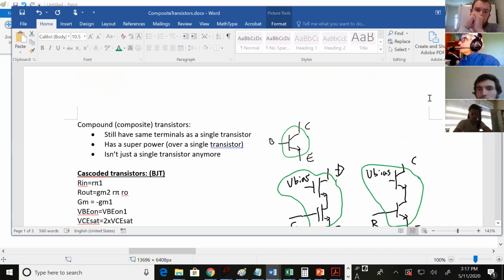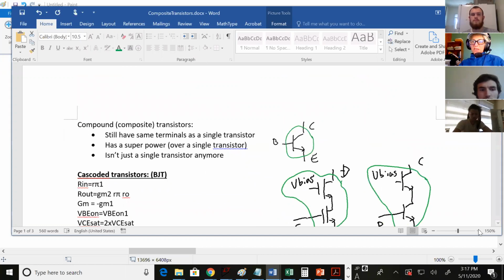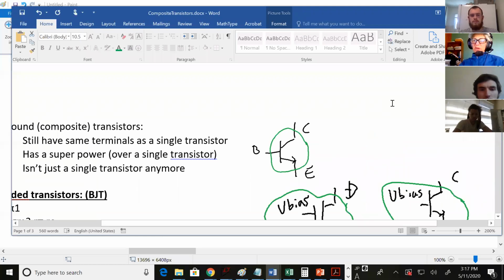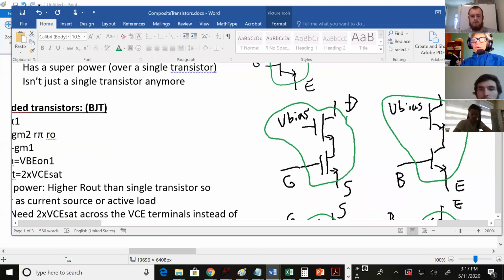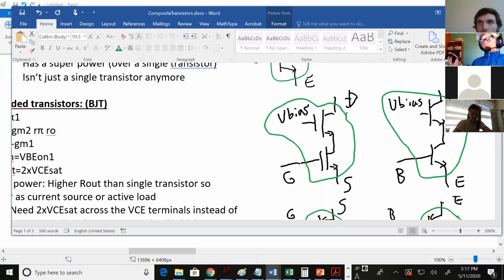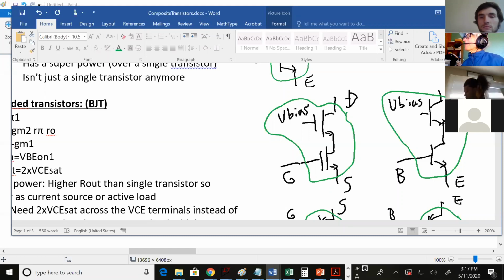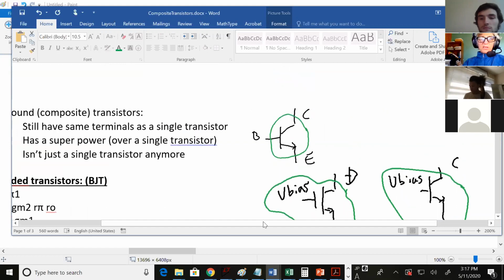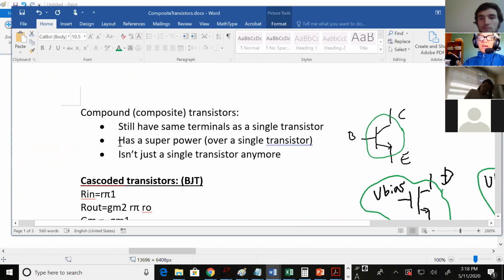A composite transistor has three terminals, just like a regular transistor. A regular BJT has a collector, a base, and an emitter, so it has three terminals. A composite transistor can have a whole bunch of gobbledygook inside of it, but it'll still just have three terminals. So for example, the cascoded NPNs here have a base, emitter, and a collector. In theory, you can just pull out your regular transistor and put in one of these composite transistors. Any place a regular transistor could go, a composite transistor should be able to go. So that's one part of their definition. They have the same terminals as a regular transistor, and they all have a superpower.